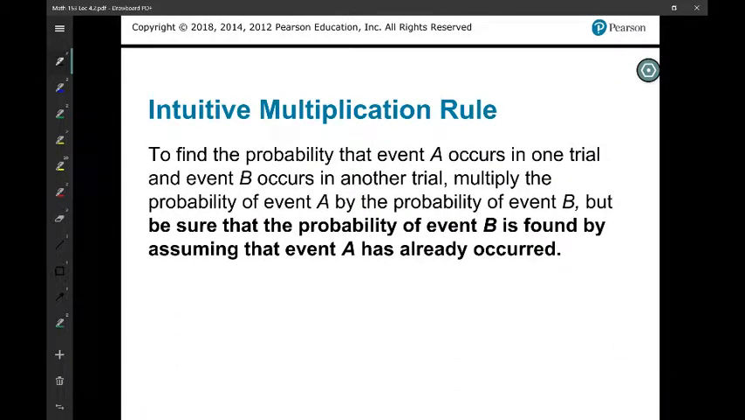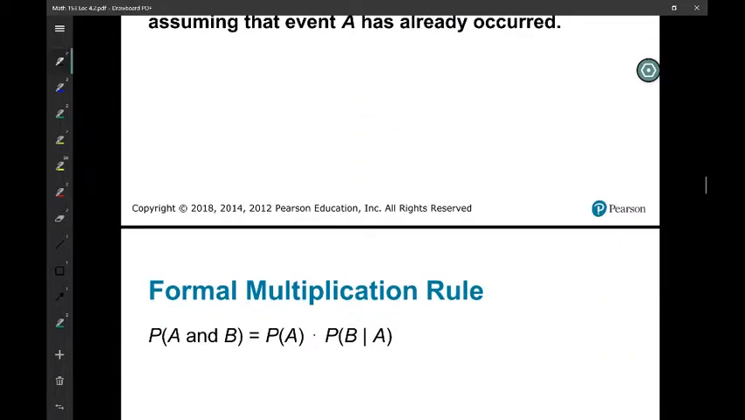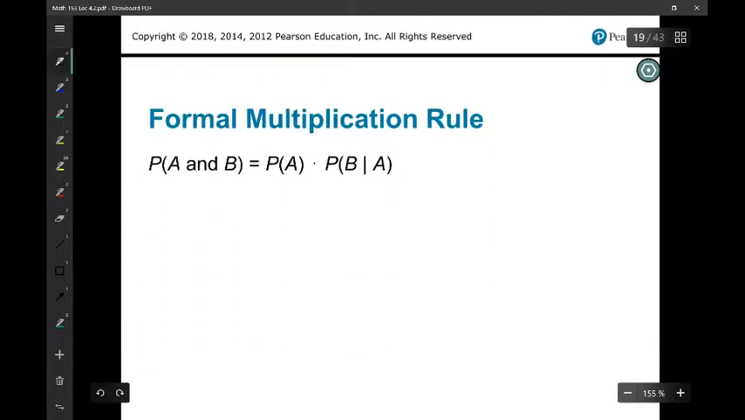To find the probability that event A occurs in one trial and event B occurs in another trial, multiply the probability of event A by the probability of event B. But be sure that the probability of event B is found by assuming that event A has already occurred. So, the probability of A and B is the probability of A times the probability of B given A.